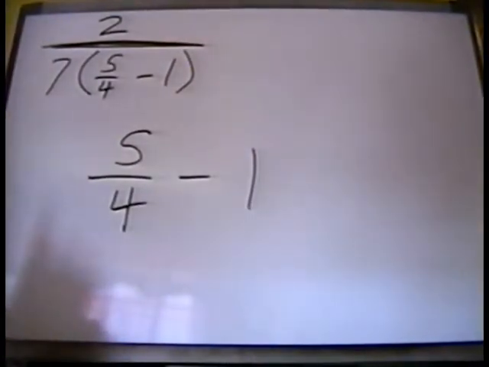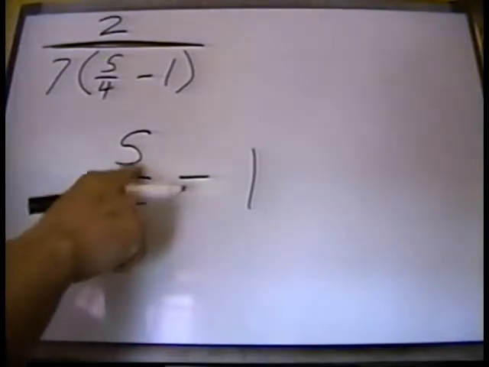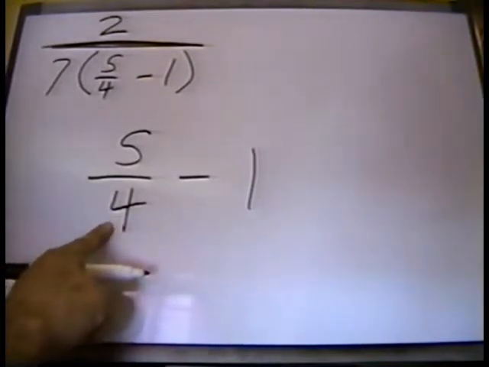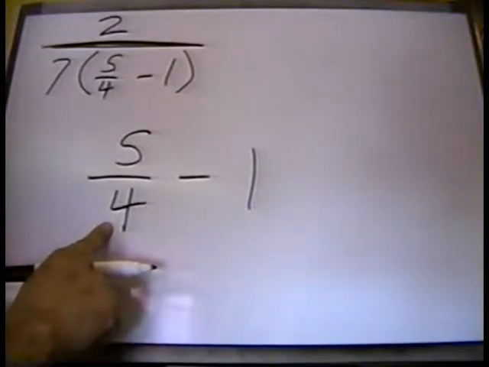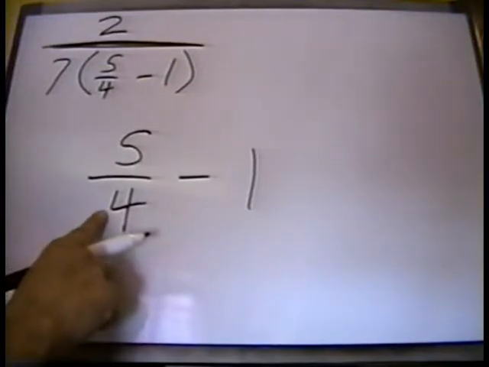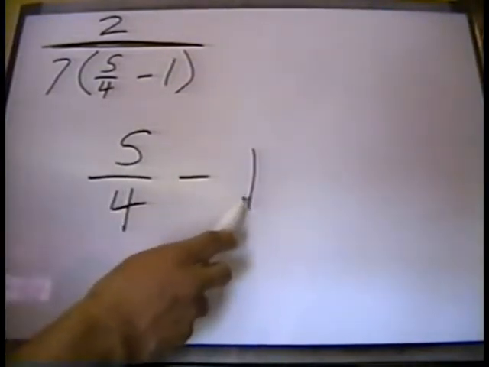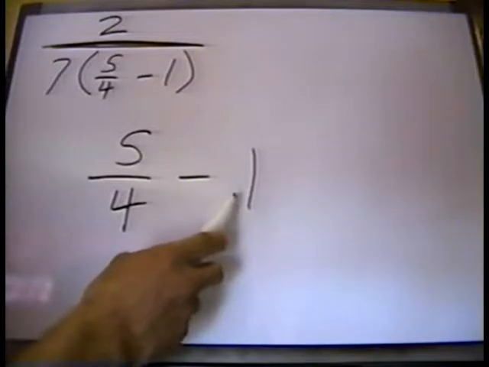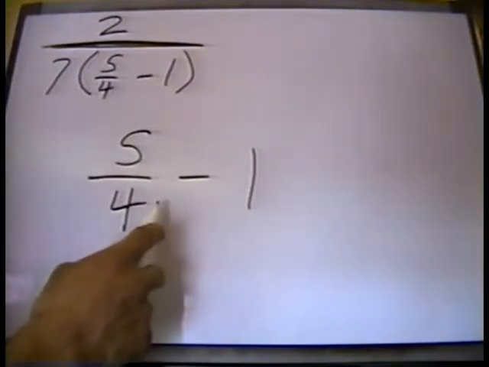5/4 minus 1. Now, 5 here, the numerator is larger than the denominator, so this here is called a mixed number fraction. You could do this either two ways. You can convert this into a mixed number fraction, or you can convert this whole number into a fraction, which you would get 5/5.